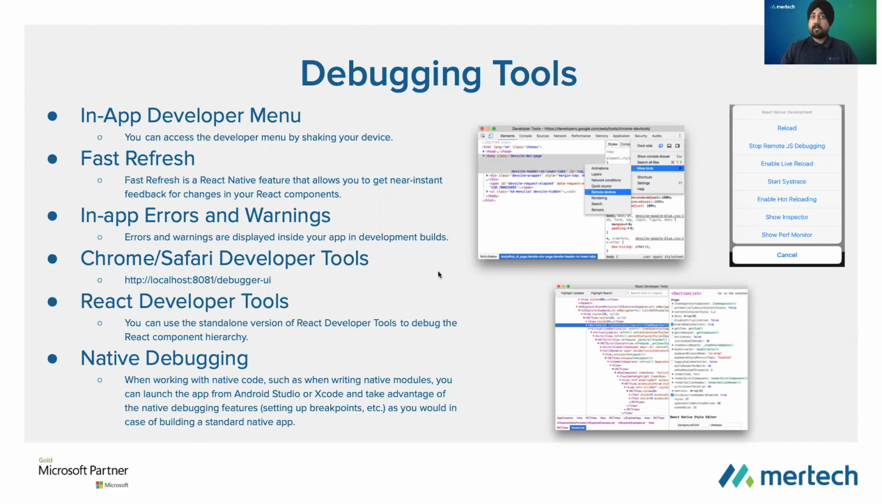Now, from our in-app developer menu, we can start the remote debugging, go to our Chrome developer tools, go to this URL, and we'll be able to interact with our application using the Chrome developer tools, such as using the console, using the network, monitoring some performance, heck, even checking the elements.